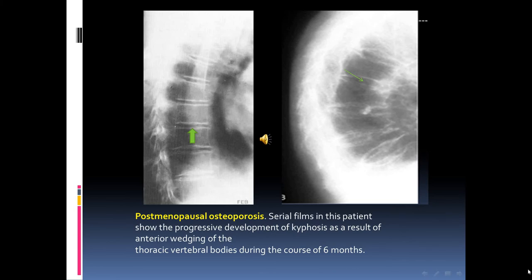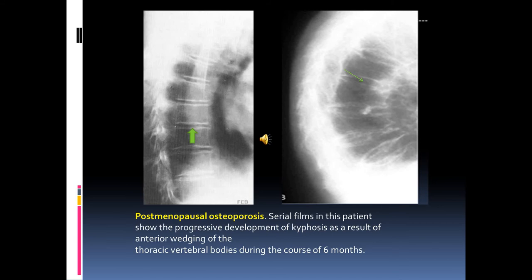A plain X-ray here is taken of the thoracic spine in a postmenopausal woman. On the left side, we can see that there is a generalized decrease in the bone density in the thoracic spine, so the end plates appear slightly denser than the vertebral body. This happens because of the postmenopausal changes that affect the bone density.